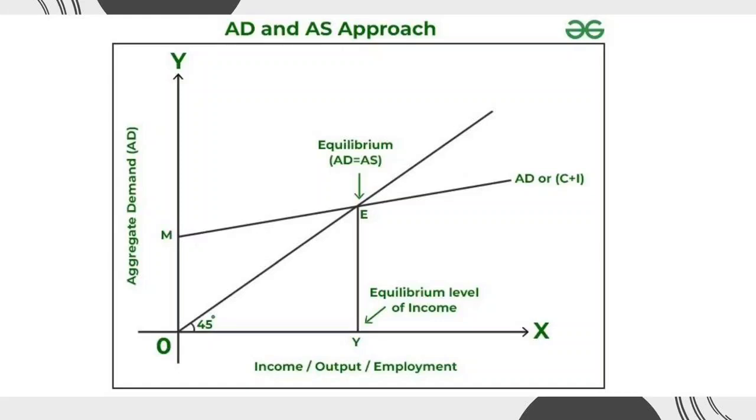Now imagine aggregate demand becomes greater than aggregate supply. People want to buy more than businesses have produced, so there will be shortages and prices may rise. On the other hand, if demand is less than aggregate supply, businesses will have unsold stock. This may reduce production, which can reduce employment and income. So the economy remains stable only when AD equals AS. In the coming videos, we will learn how equilibrium is achieved using tables, graphs and numericals.